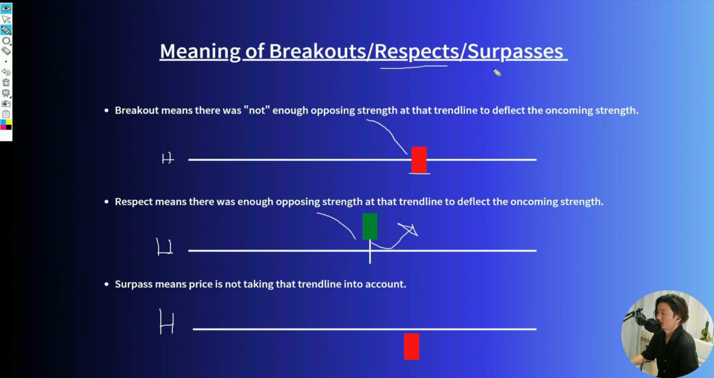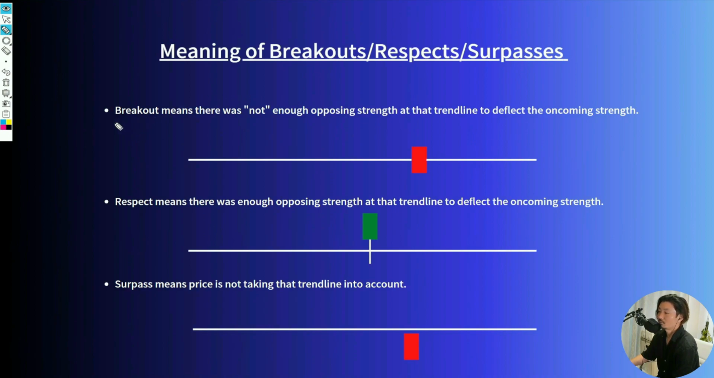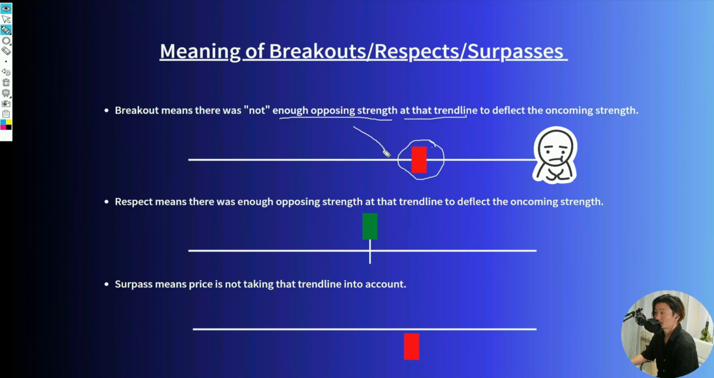Okay, and the third event that can happen is that price can surpass a trend line. So price could come from the top to the bottom. Let's say this is the previous candle, and on the current candle, price opens below this horizontal trend line. That would mean that price surpassed a trend line. Okay, and as a price action trader, let me explain to you how you want to interpret these three scenarios. Number one, a breakout means there was not enough opposing strength at that trend line to deflect the oncoming strength. So as a price action trader, if there's a breakout of this trend line right here, you want to interpret this event as there was not enough opposing strength at that trend line to deflect oncoming strength.